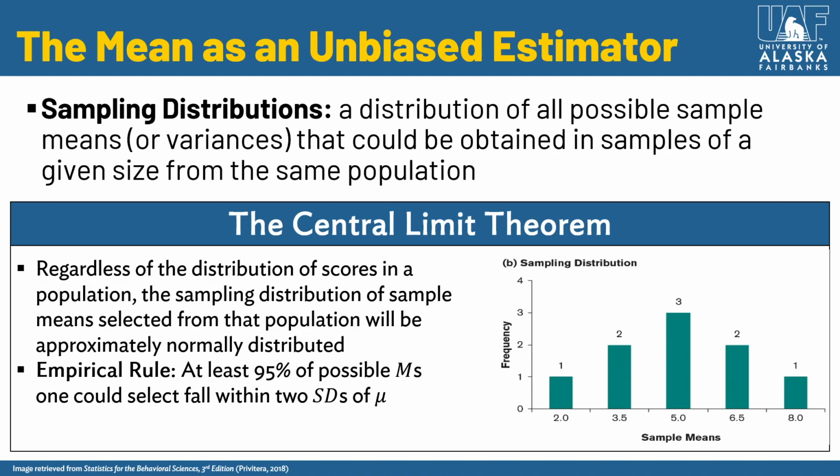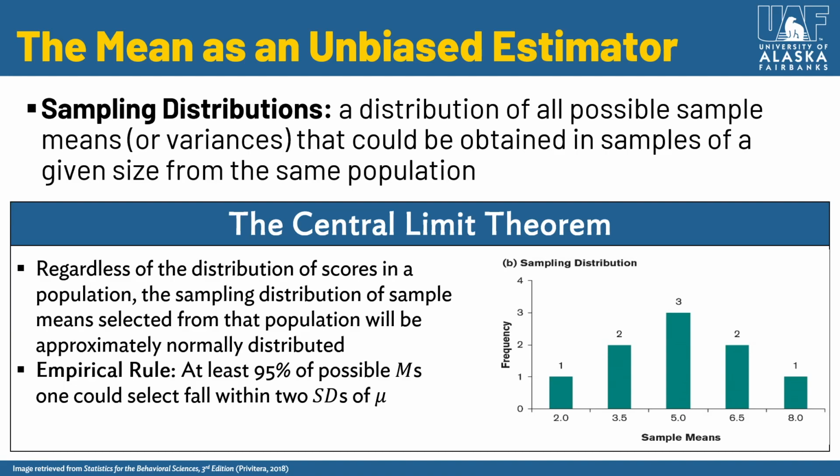And so empirically then, thinking about what we know about normal distributions, that means that at least 95% of possible sample means that you could select will fall within 2 standard deviations of the population mean, right? And so that's what we mean when we say that on average we can trust that our sample means are going to trend towards the population mean, right? Sometimes bad luck happens and we might get a sample that just really is not representative of our population.